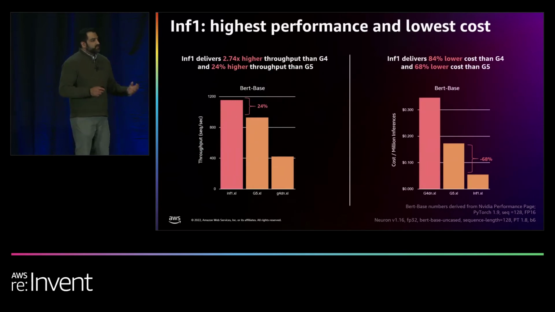These customers are choosing Inferentia for a variety of reasons, but performance and cost are at the top of that list. In this example of BERT, a popular transformer-based model used in many language-based applications today, Inferentia can deliver 2.5 times higher performance and up to 84% lower cost over one of the most popular AWS instances for ML inference, G4DN. And while performance and costs are great, I bet you're asking, how does Inferentia impact sustainability?